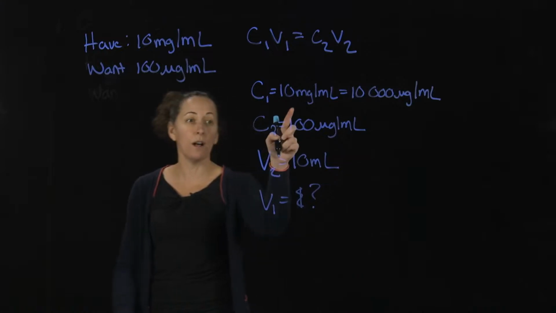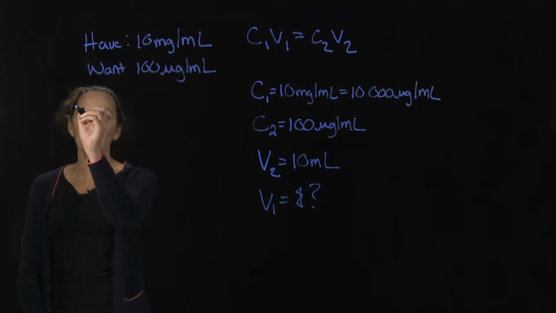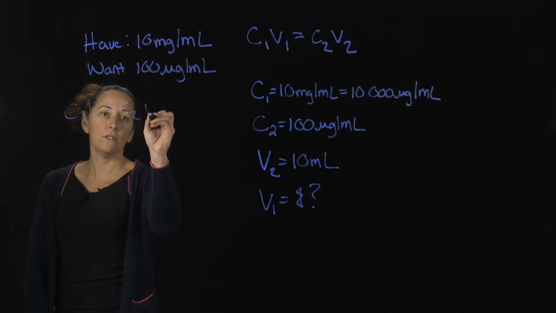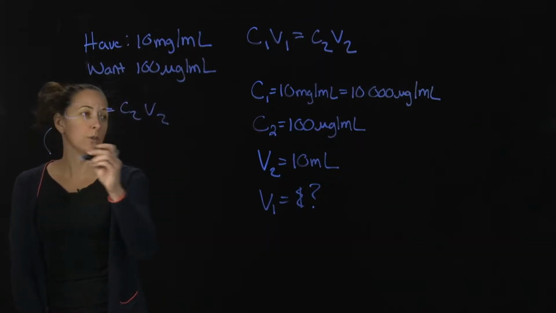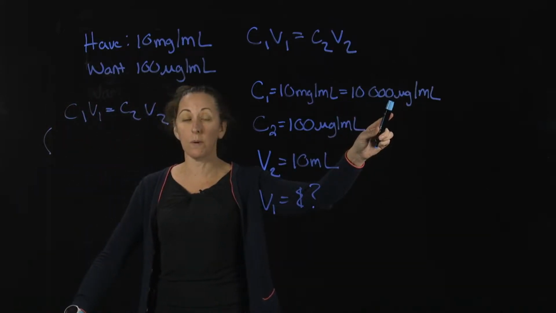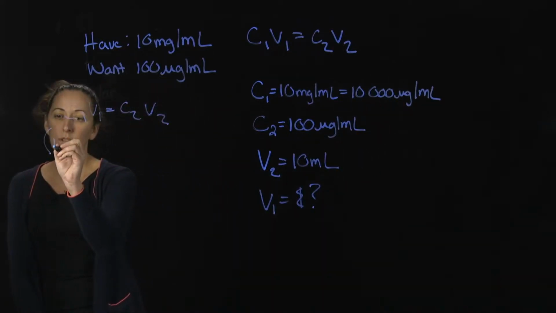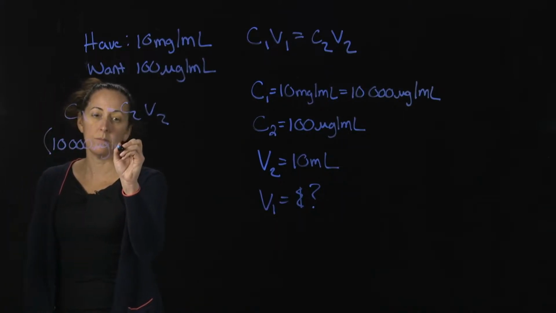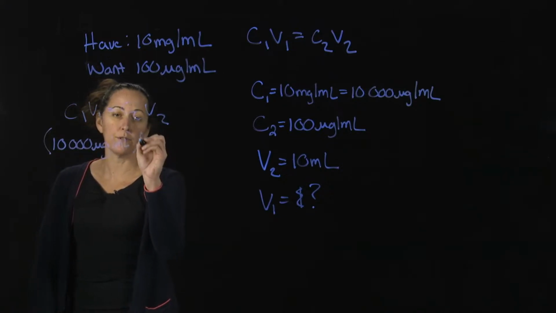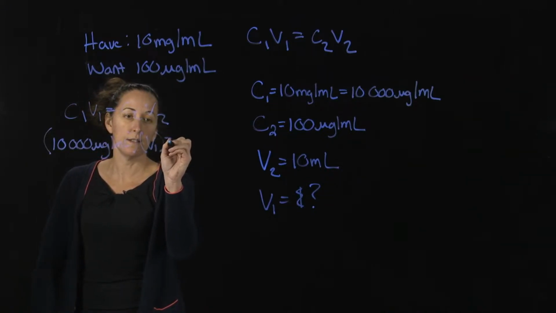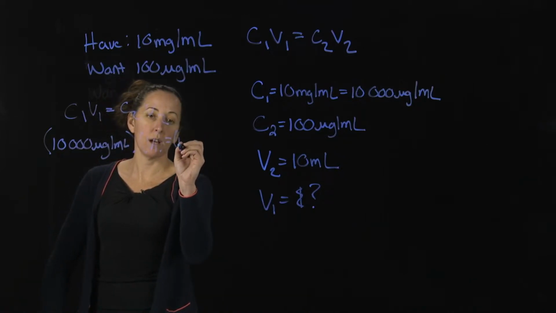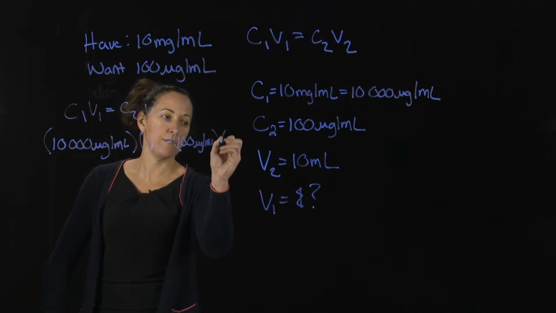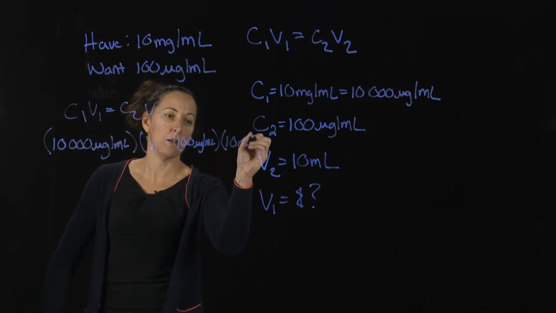All right, so we can plug these numbers into our equation now. So C1 V1 equals C2 V2. So once again, I'm making sure I'm choosing the one where my units are the same. So it's 10,000 micrograms per mil. We're solving for V1. We don't know what that is. C2 is 100 micrograms per mil, and V2 is 10 mils.